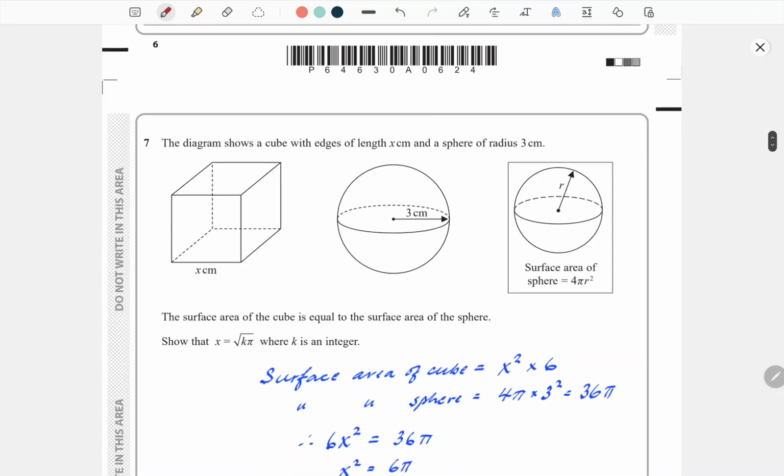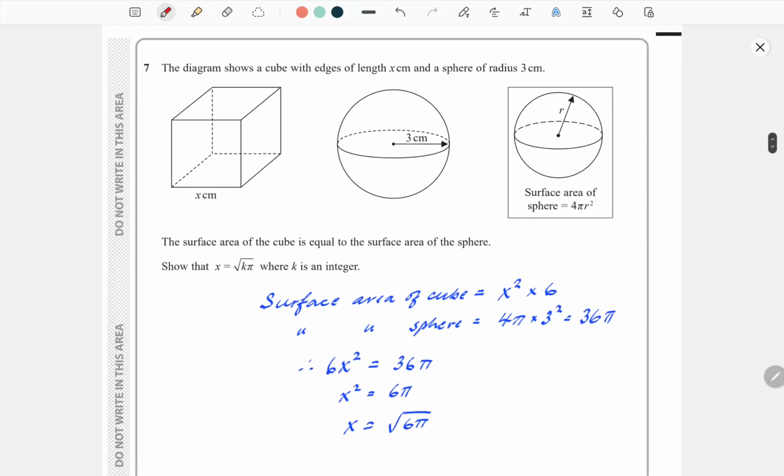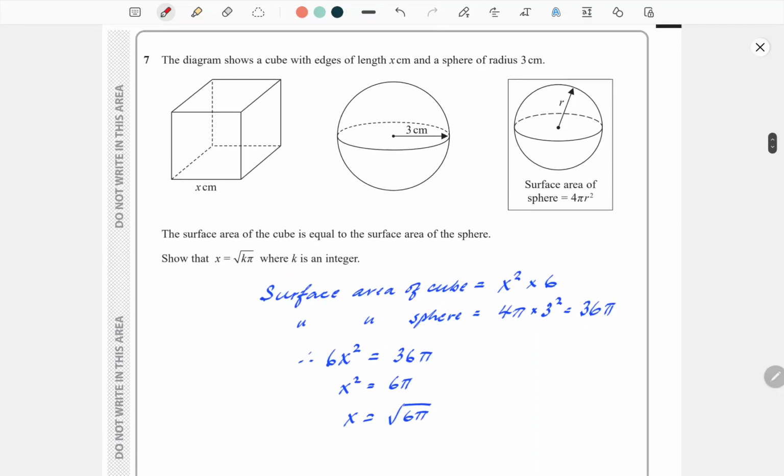Then we have question number 7. It looks a little imposing to begin with, but it's actually not very difficult. So the surface area of the cube, read carefully. The surface area of the cube is equal to the surface area of the sphere. So it's a show-that question.